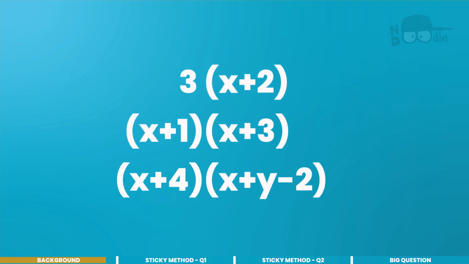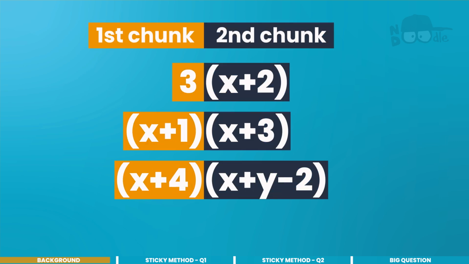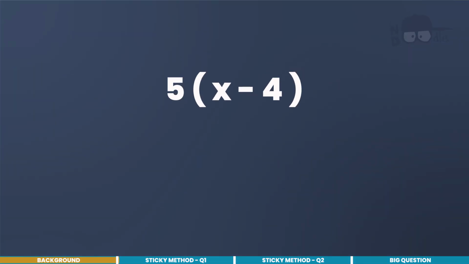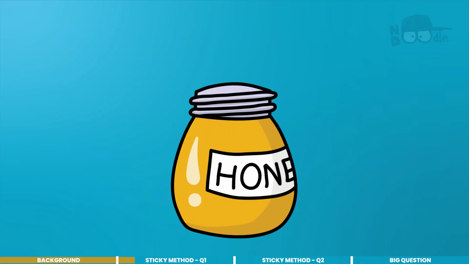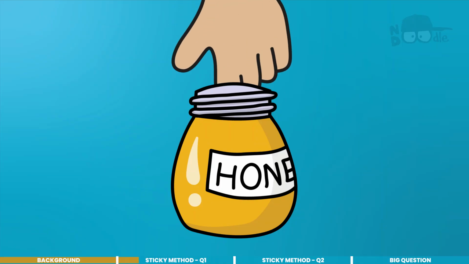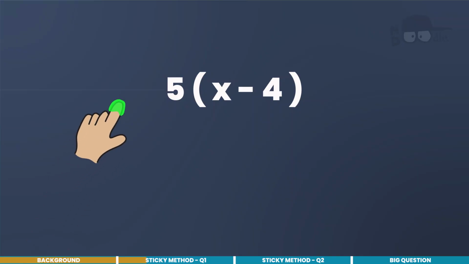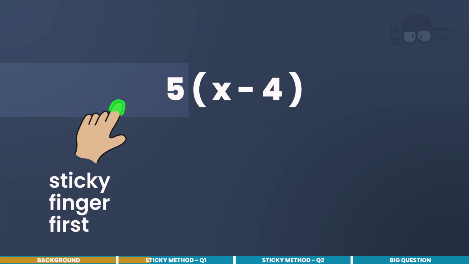If we take a step back and look at these questions, in all of them we are just multiplying one chunk by another chunk, and all we need is to make sure that everything in the first chunk is multiplied by everything in the second chunk, and that's where our sticky finger comes in. Let's use a single factor example, 5 times x minus 4. In this method, your index finger on your non-writing hand becomes your sticky finger. Imagine you've just dipped it into a jar of honey, because this is such a sweet, sweet method. Your sticky finger only ever points to the first chunk, so just think sticky finger first, if you want to remember this.